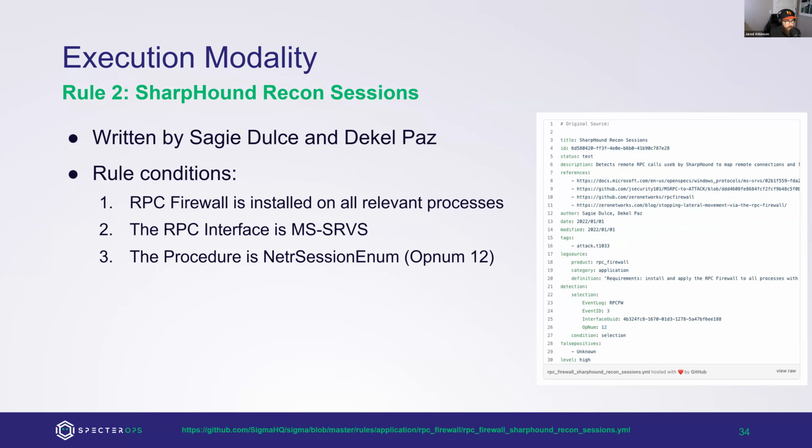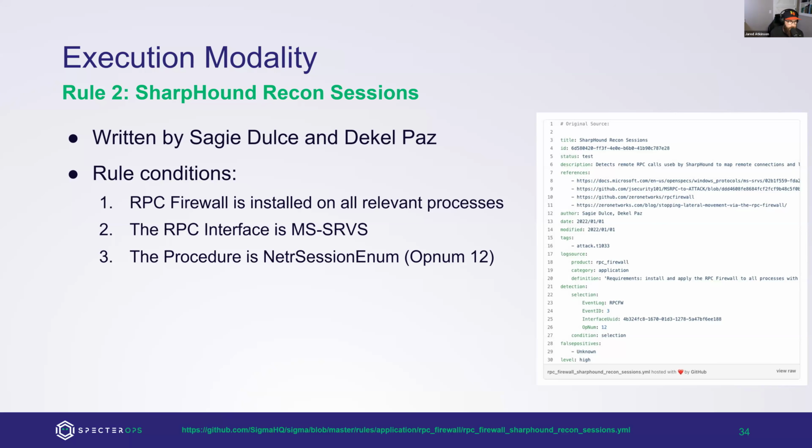And then we have the SharpHound recon sessions rule. I'm going to probably butcher these names, but it's written by Sajid Dolce and Decalpaz. They're using something called RPC Firewall, which I believe is something that Sajay Dolce wrote. Maybe Decalpaz also wrote RPC Firewall. This is the ability to monitor and or block RPC requests at a host-based level. Again, because we're talking about a hypothetical environment, we'll accept that you have the RPC firewall set up properly, and so condition number 1 is going to be true.